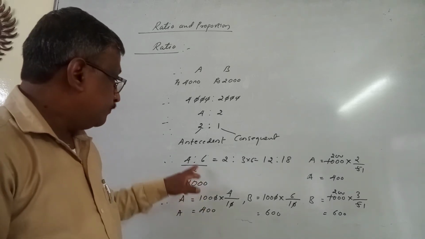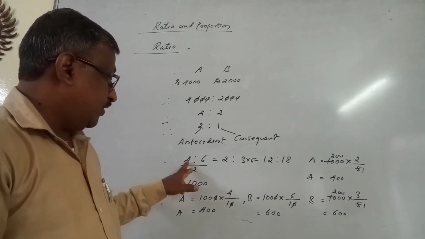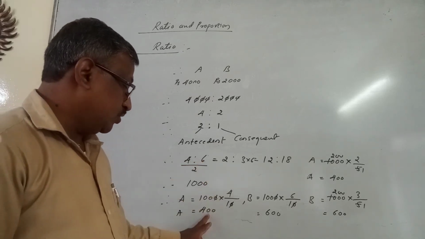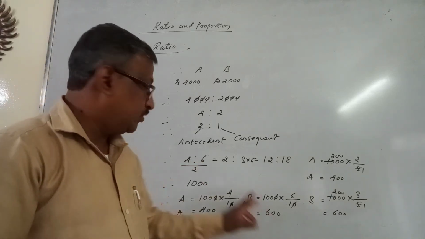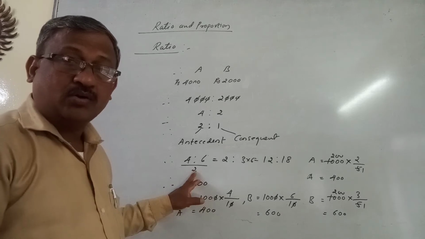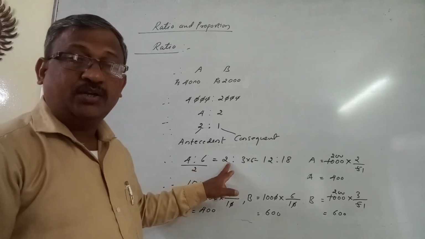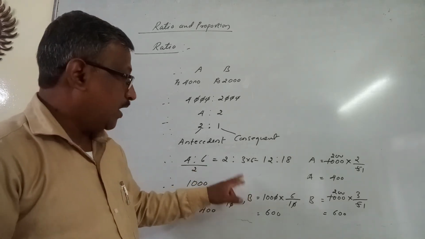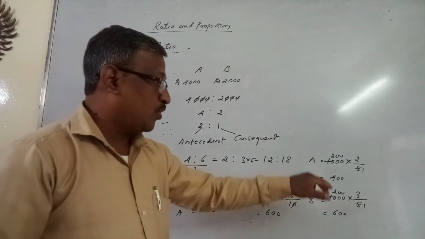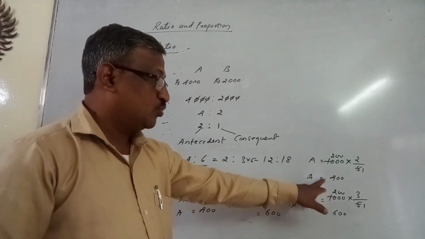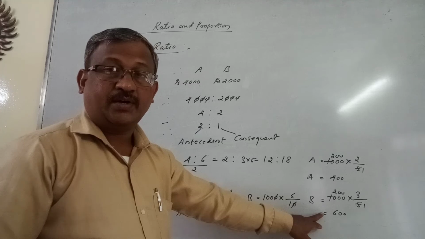So if you observe here, what you can see here is that if you distribute this profit in the ratio of 4:6, the distribution comes to 400 and 600. Or the same ratio, if you divide by a common number, it is 2, so we get a new ratio as 2:3. And in this ratio, if you distribute the same profit, the distribution comes to what? It is 400 and 600, right?